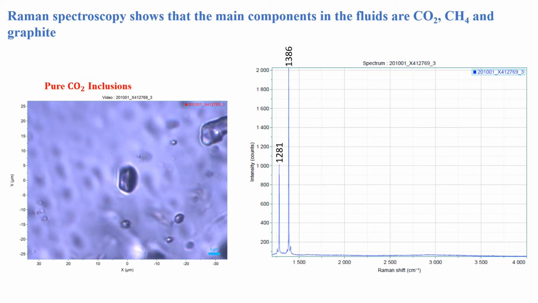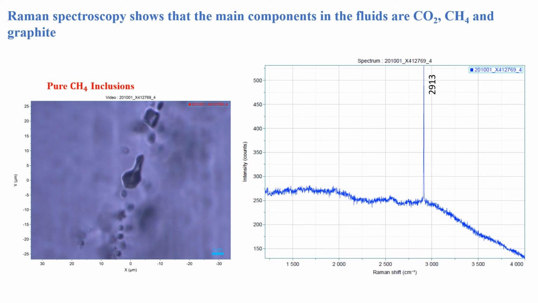One of the advantages of this instrument is its resolution. We can use it on fluid inclusions as small as 5 micron and still get reliable results. We use this technique to identify the volatiles in each sample. And as expected, the most common volatile in our samples is carbon dioxide.